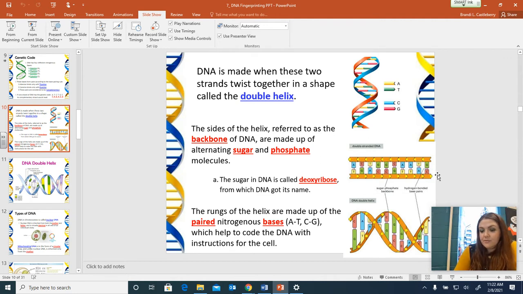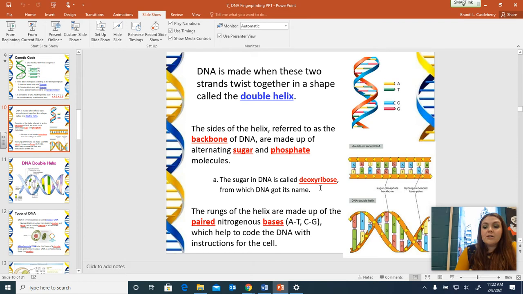The sides of the helix are referred to as the backbone of the DNA. So here's the sides, right? The sides of the DNA are made up of alternating sugar and phosphate molecules. You should have heard that in the video yesterday for the opener. It explained it pretty well. So if you haven't looked at it, I would look at it. The sugar in DNA is called deoxyribose. So like this, let's say this is a sugar, phosphate, sugar, phosphate, sugar, phosphate, sugar, phosphate, all down the sides, creating that backbone of the DNA. The type of sugar is specifically called deoxyribose.